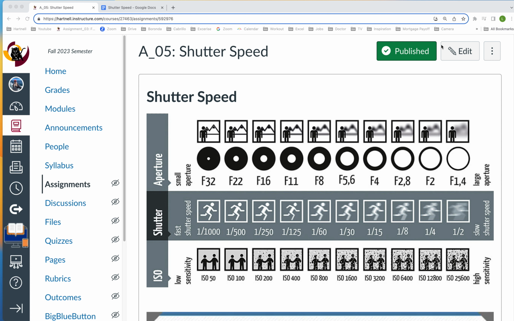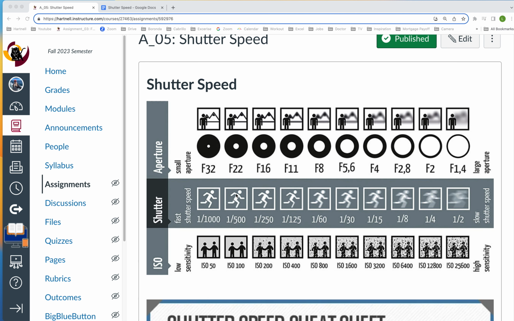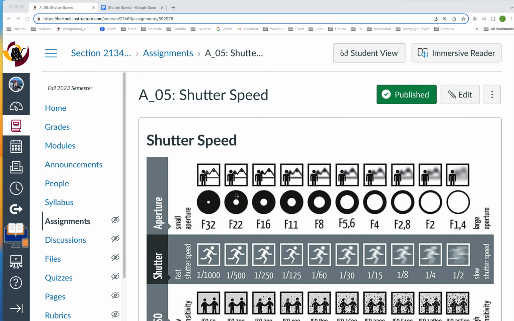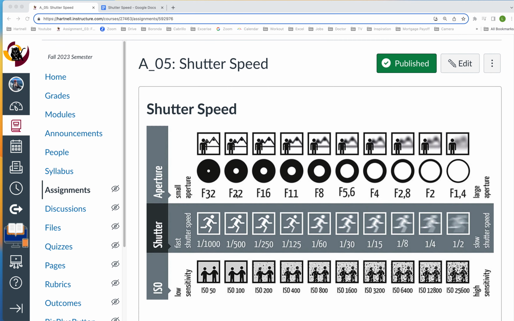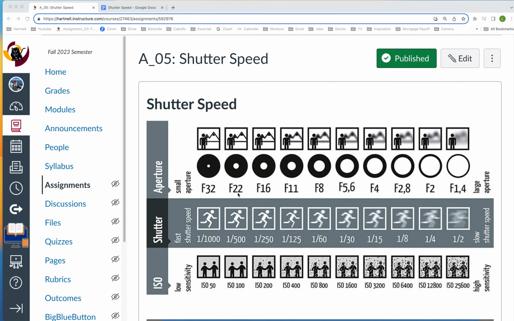Right. Now we're going to look at examples of problems with student submissions, so that you can avoid those issues. Very important, once again, we have our shutter speed chart. There are a lot of charts in this assignment, but this one is one of the most important.